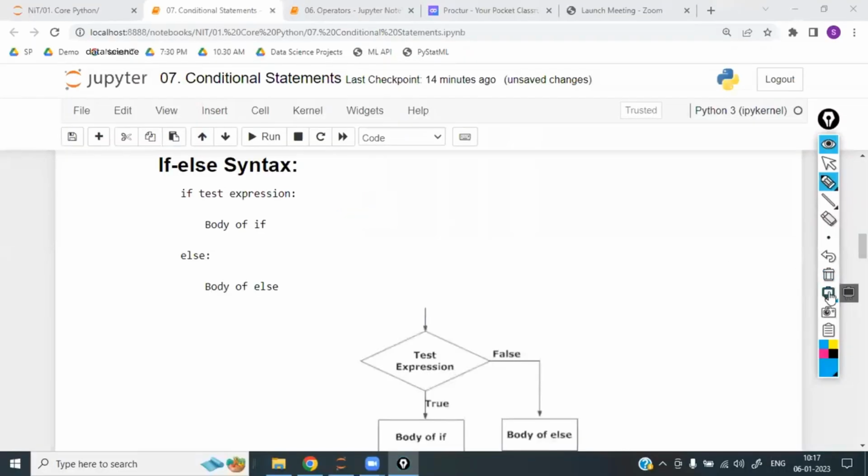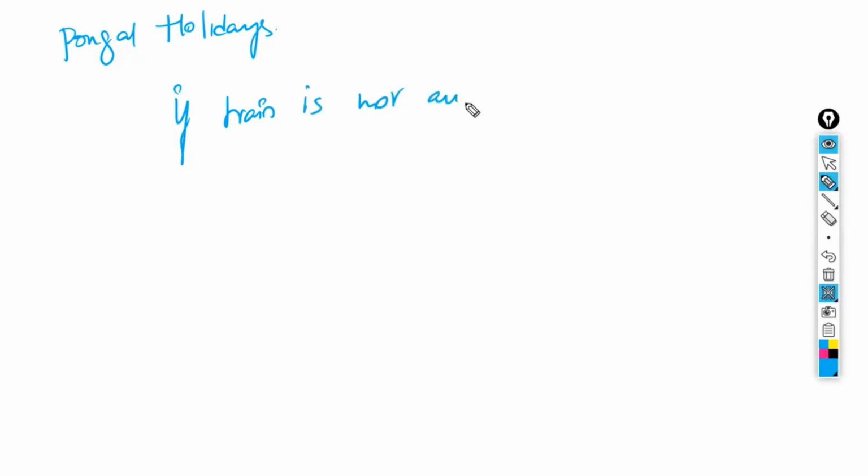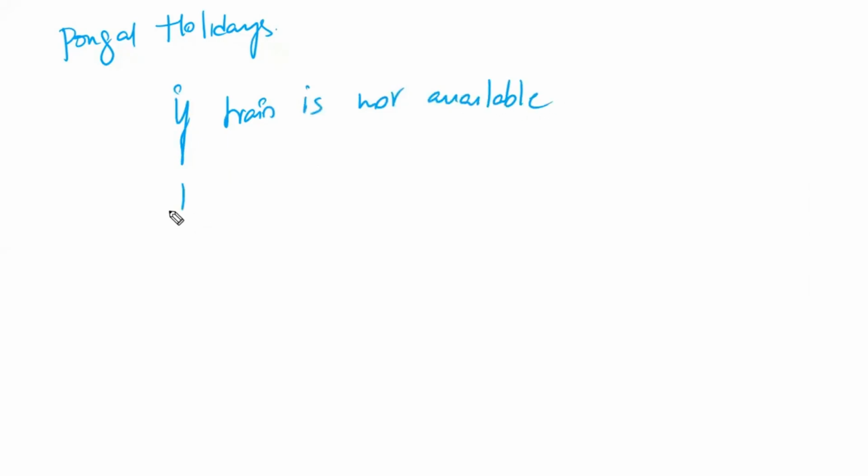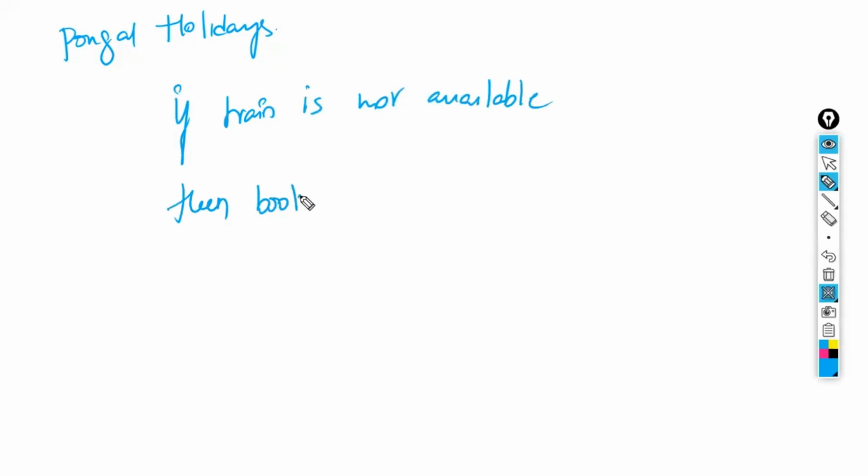Now, let us assume you want to go home for the Pongal holidays. You want to book your tickets to go to your hometown. Your first option is to book a train ticket. If a train ticket is available, you will book the train only. If the train is not available, then you are going to book the bus. Assume this is the scenario.